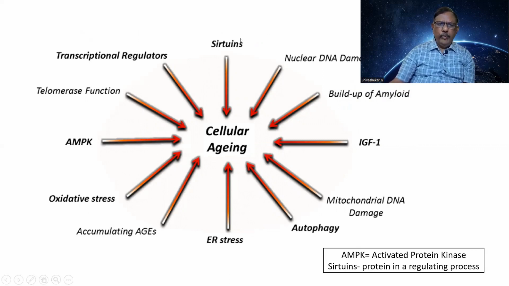Sirtuins are again a set of proteins, transcriptional regulators, telomerase function, AMPK, which means AMP-activated protein kinase, oxidative stress, accumulated AGE, stress on the endoplasmic reticulum, autophagy, mitochondrial damage, then IGF, insulin-like growth factor, amyloid, nuclear damage. All this can promote cellular aging. So I would like you people to kindly learn this particular picture by heart.